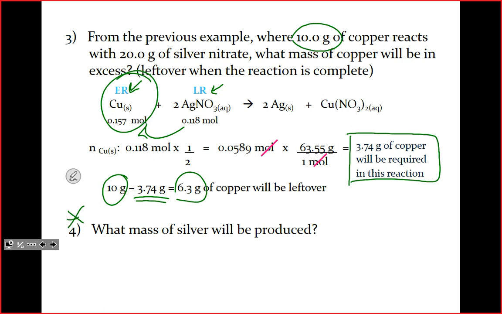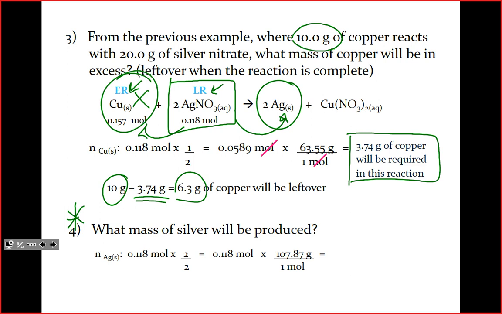The reason why we use limiting and excess is because, okay, are you ready for this? You need to use your limiting to figure out either your precipitate or, in this case, your other metal, okay? You cannot use the excess because excess is too much. Your theoretical yield will be too high. You have to use your limited reagent to figure out the product that you're looking for, either the metal or the precipitate, okay? What mass of silver will be produced?